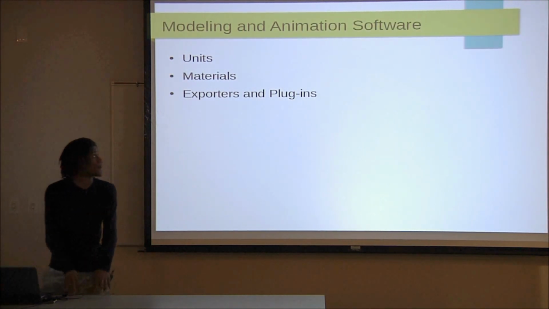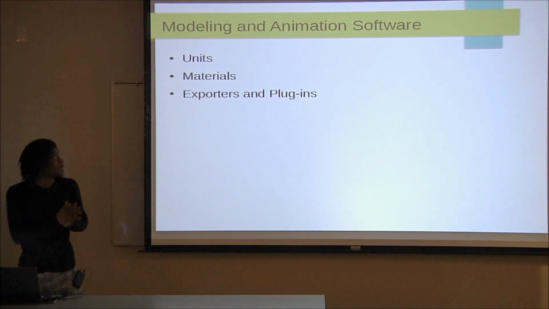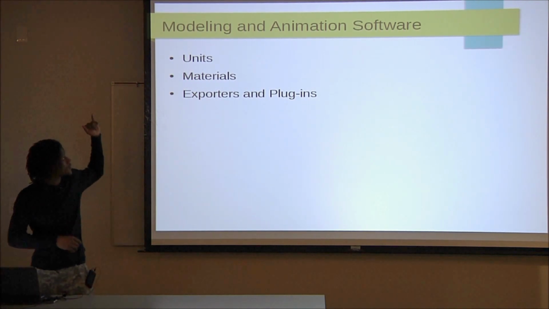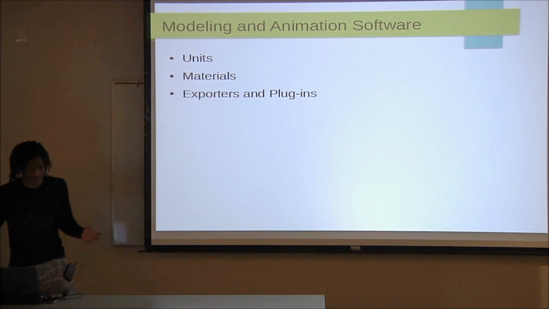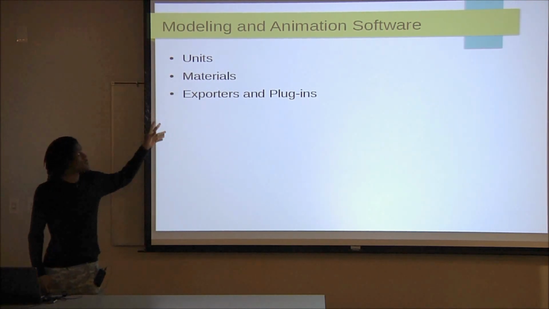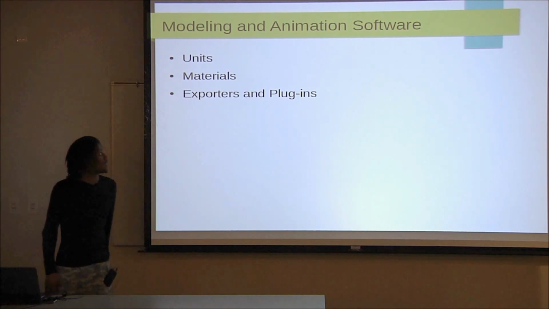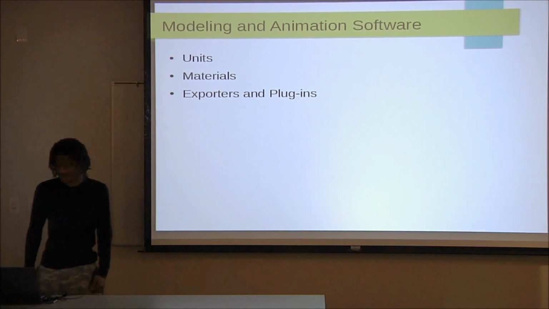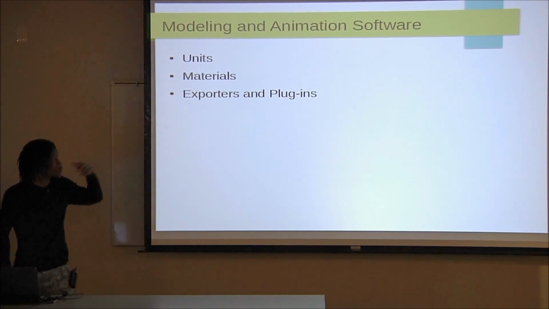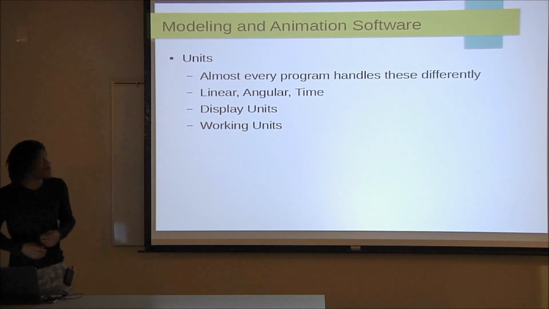All right, so basically for the modeling and animation software, there are three key things that I feel are some of the major things. Units; materials, which is an added feature, not really necessary, but it can save time if you do have that functionality; and exporters and plugins. Starting with units.